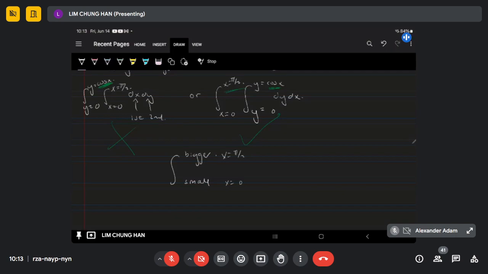Pi over 2 is bigger. Okay. Now for y limits, how come I can assume 0 is at the bottom and cos x is at the top? Why is it not the other way around? Why do I straight away assume cos x is bigger than 0? It might not be. If you have sine x, you can have a negative value.